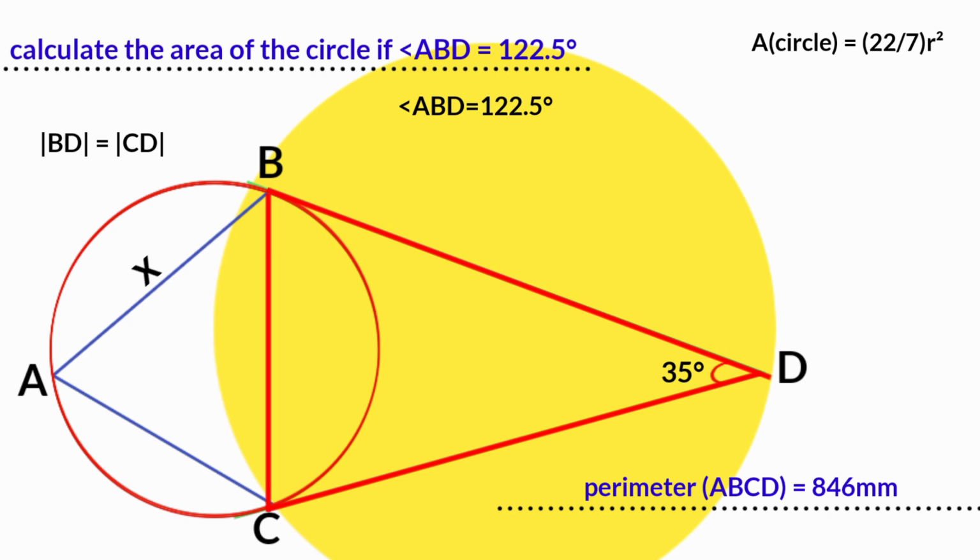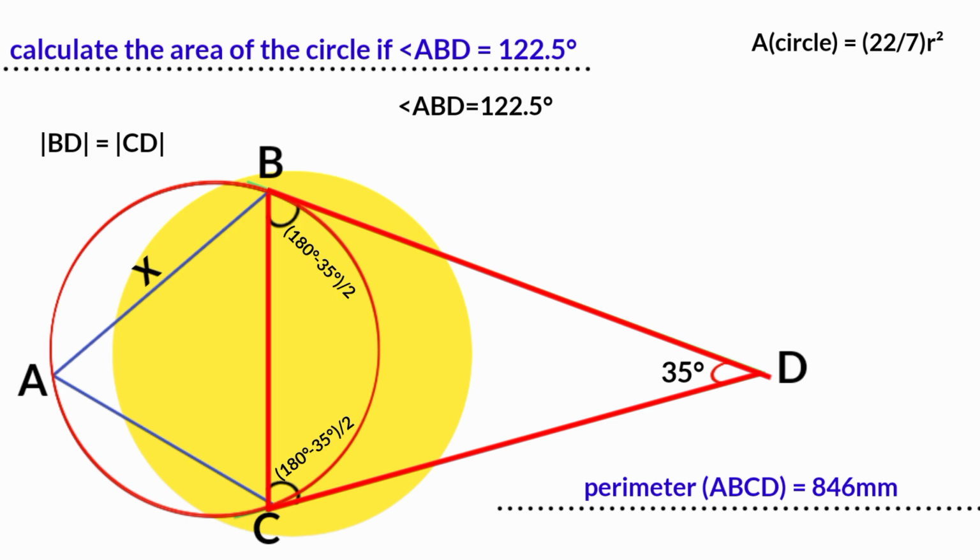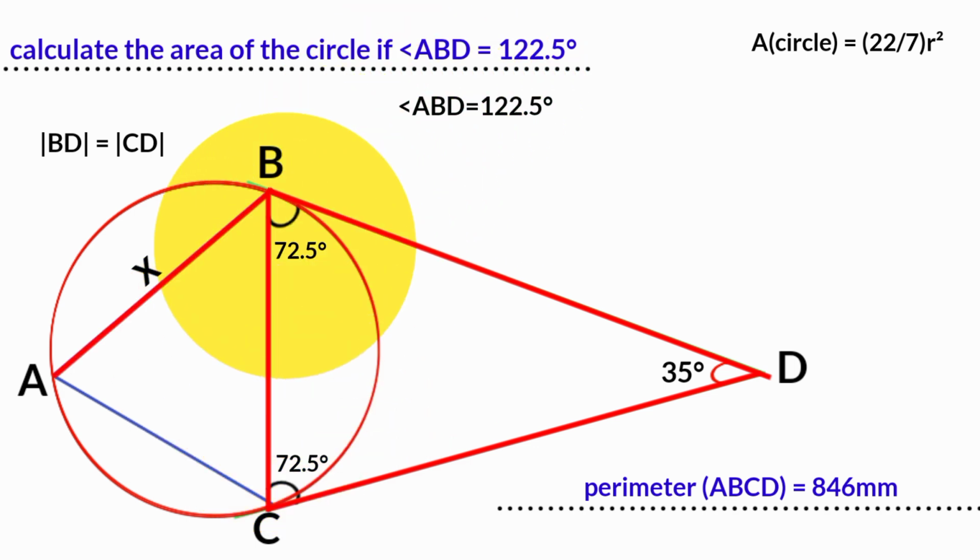Therefore, this triangle BCD is an isosceles triangle with this angle as the vertex angle. In an isosceles triangle, there is a vertex angle and two base angles which are equal. That is, this and this angle here are equal in sizes. So since this is 35 degrees, the base angle must be 180 degrees minus 35 degrees all over 2 each, which is 72.5 degrees. Recall from here, this whole angle ABD is 122.5 degrees. So since this is 72.5 degrees, this must be 122.5 degrees minus 72.5 degrees, which is 50 degrees.